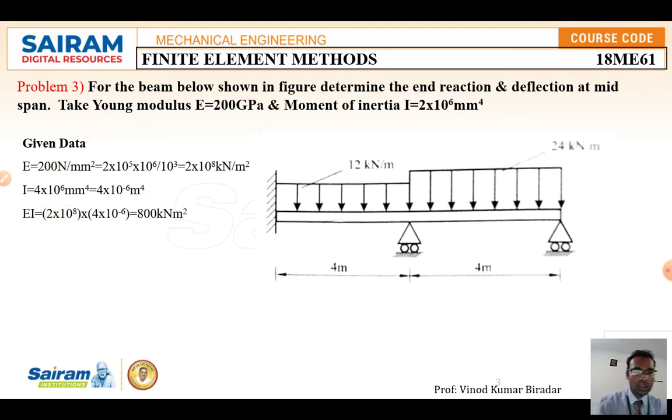Almost in all the problems you are going to get the same values. I told you many times the question is similar for all the problems, but the diagrams or the beam elements in the given questions are different. Here from point 1 the UDL of 12 kilonewton per meter is acting, and here 24, double of this. You need to calculate the end reactions and deflection at mid span from the given beam element.